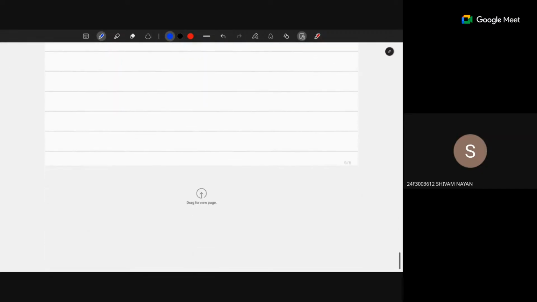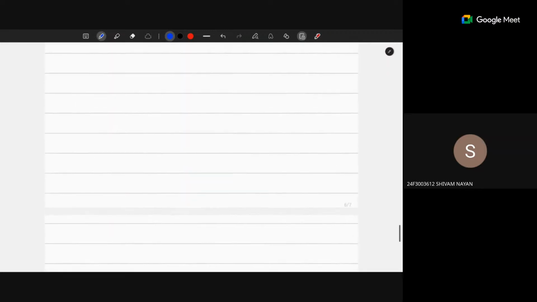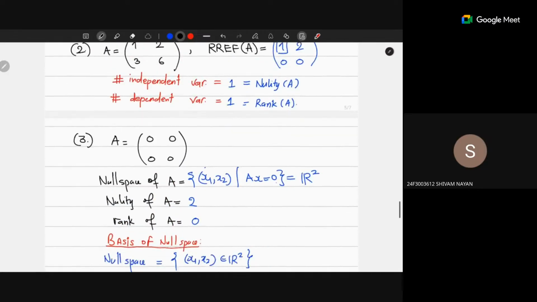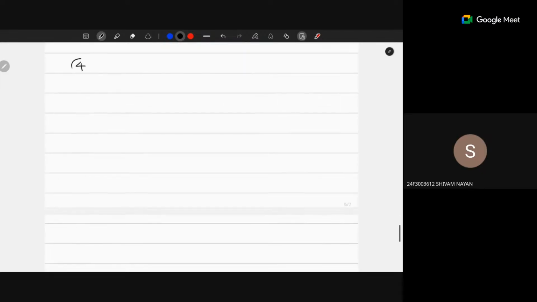Right. Now let's do one more example to get more clarity on this topic. Example number 4, I guess. So let's take a set of these vectors. V2 is given by 0, 1, 1. V3 is given by 1, 1, 1. V4 is given by 0, 4, 4. So we have 4 vectors from R3.